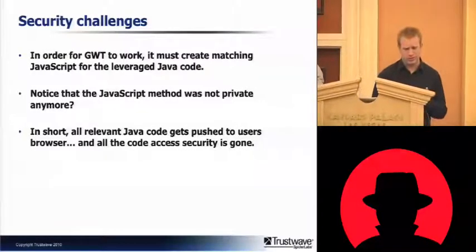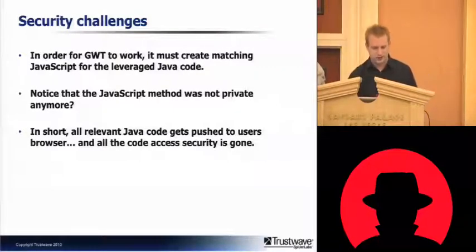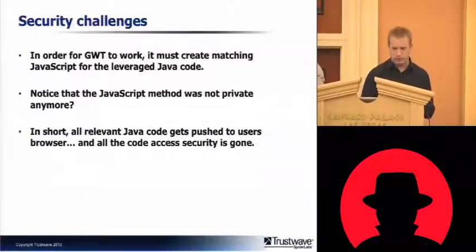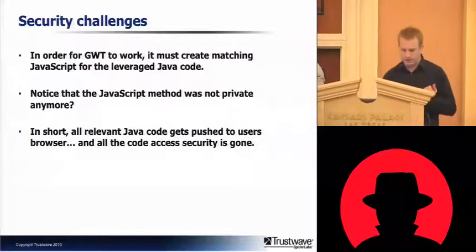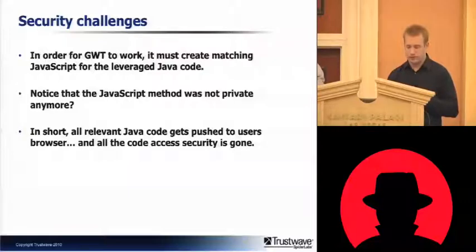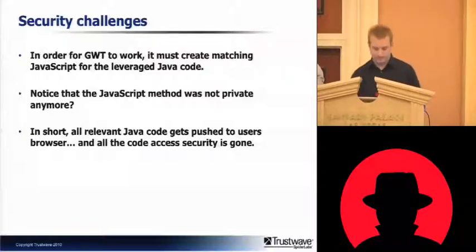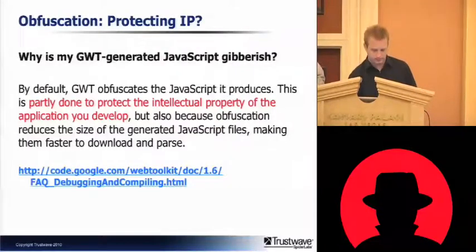Security through obscurity might be enough to leave some vulnerabilities undiscovered in a pen test or a real attack, but with GWT, a lot of the Java code is going to be pushed to the client in JavaScript form. The method that we used for the compiler example was declared private in Java, but that's not translated into JavaScript. And even if it was, it wouldn't matter because it's all in the browser.